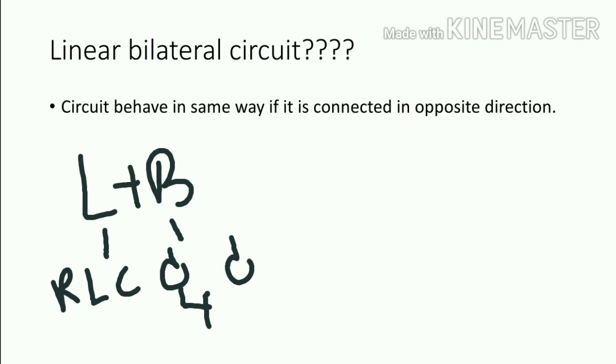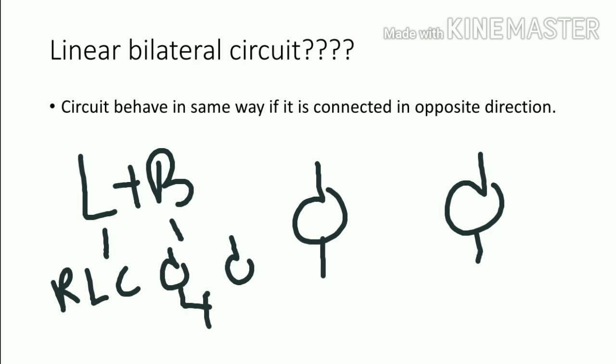If the resistor, inductor, capacitor are connected and the value of voltage and current changes, it doesn't affect them, and if the voltage is also replaced from one position to another position, it doesn't affect the property of the different parameters. So this is a linear bilateral circuit.